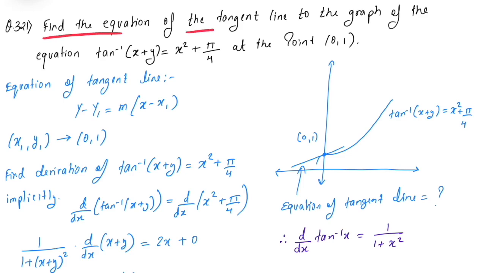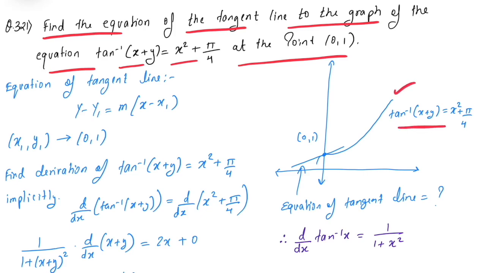Find the equation of the tangent line to the graph of the equation tan inverse (x + y) = x squared + pi by 4 at the point (0, 1). So we have to find the equation of the tangent line. Let us suppose that this equation is represented by this curve, and there is a point (0, 1) where there is a tangent line that touches the graph at exactly one point. And we have to find the equation of the tangent line.